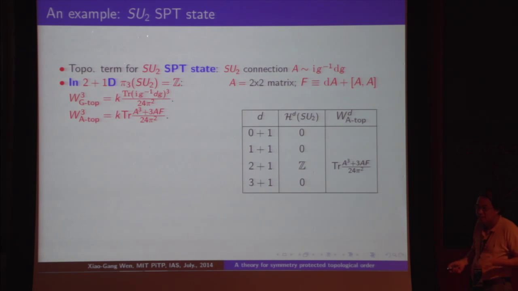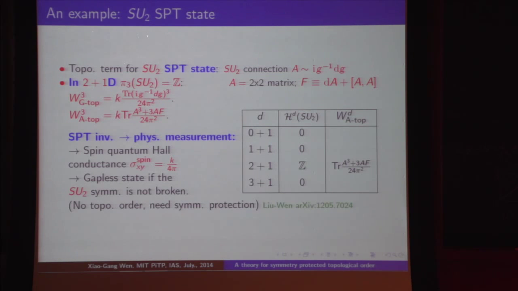In the other dimensions, we don't have anything. Therefore we have an SPT state in 2+1 dimensions whose SPT invariance is this. This SPT invariance is a very mathematical way to encode all the physical consequences of these SPT states. So from the SPT invariance, if we're smart enough, we can try to extract a physical measurement which can detect or probe it. For this particular case, we can restrict this 2x2 matrix to only the τ3, only the U1 part.